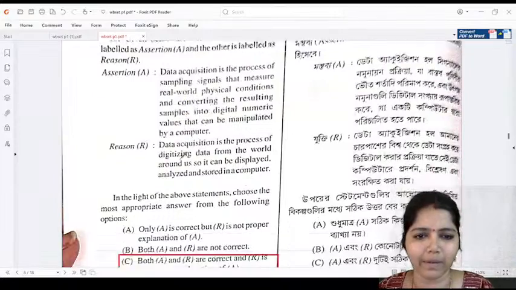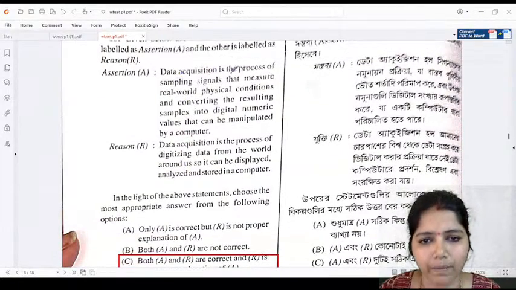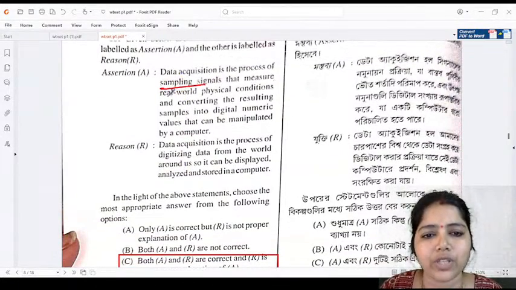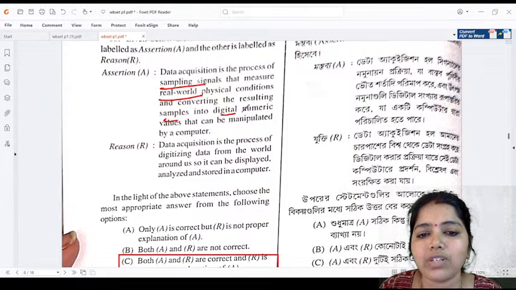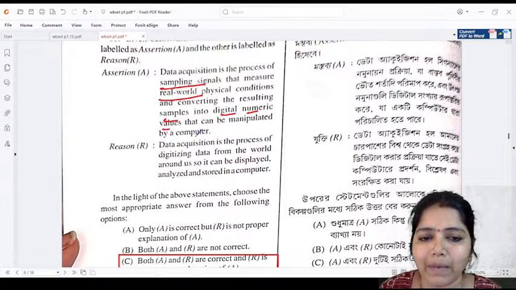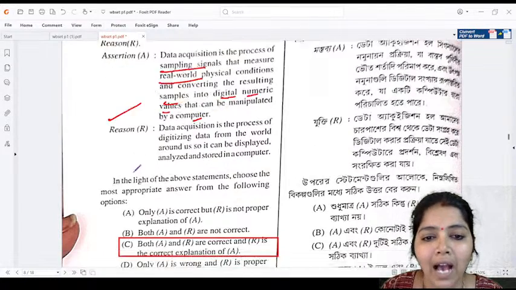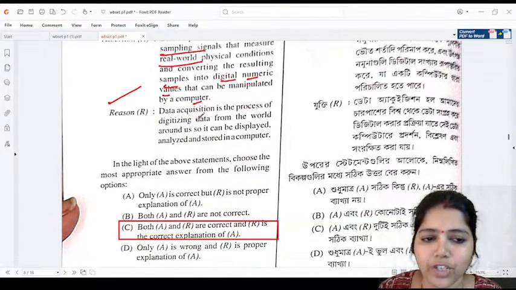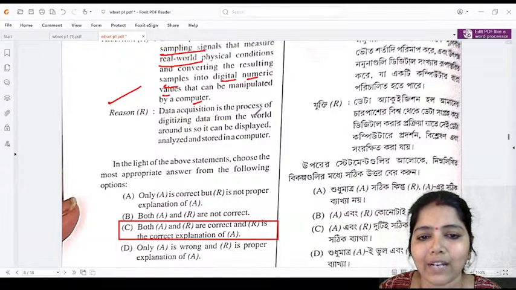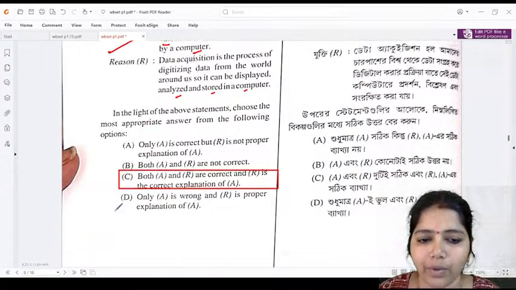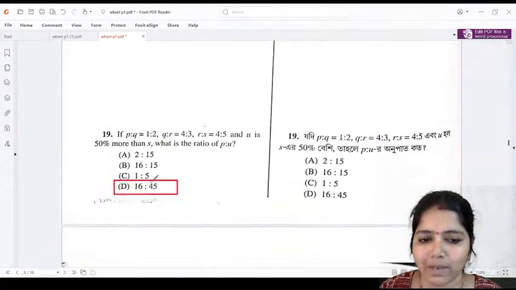This is a statement-based question. Data acquisition is a process of sampling signals that measure real-world physical conditions and converting the resulting samples into digital numeric values manipulated by a computer. This is theory. Another definition: the process of digitalizing data from the world around us so that it can be displayed, analyzed, and stored in the computer. Both the statements are right, and the second is the correct explanation.